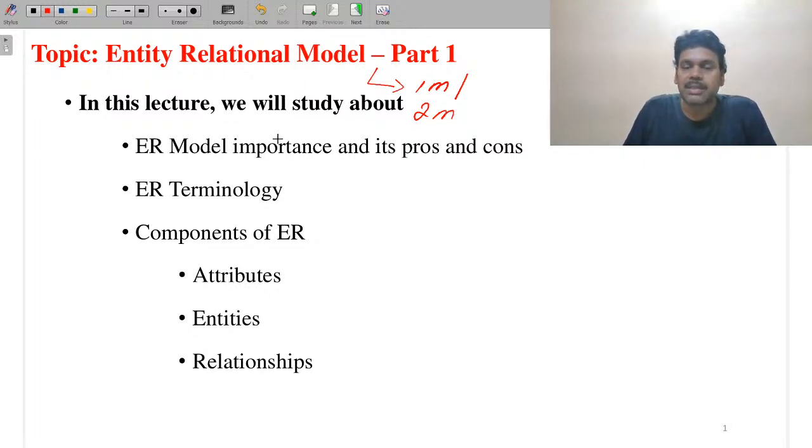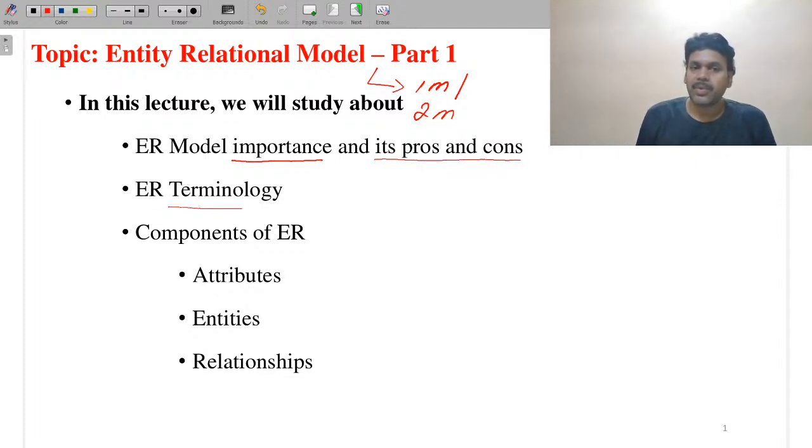So in this series of lectures, the first lecture is mainly talking about the importance of the ER model, its advantages and disadvantages, and the terminologies which are there in the ER model and the components of the ER model.